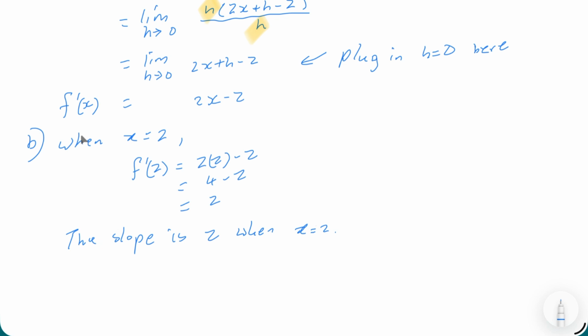So part B, when x is equal to 2, what is the slope? So f prime of 2, we're going to plug in 2 where you see x, so it's going to be 2 times 2 minus 2. 2 times 2 is 4, so that is equal to 4 minus 2. So the final answer is 2. So the slope is 2 when x is equal to 2. That means the slope of the tangent line to this function at x equals 2 will be 2.